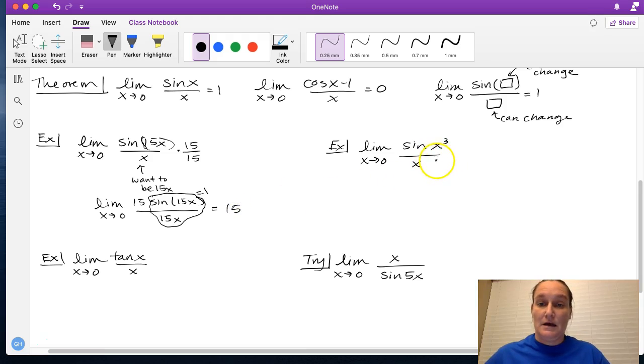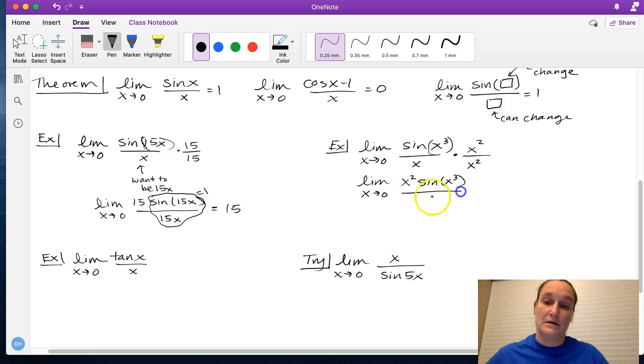All right. Let's see. This one, oh, I should have done this a different way. Let's do this one. All right, sine of x cubed. Okay, we want these two to match, so we want this to be x cubed. So how are we going to get that to be x cubed? We're going to have to multiply by x squared. And if we multiply by x squared on the bottom, we also have to multiply by it on the top. So what we get is x squared sine of x cubed all over x cubed.